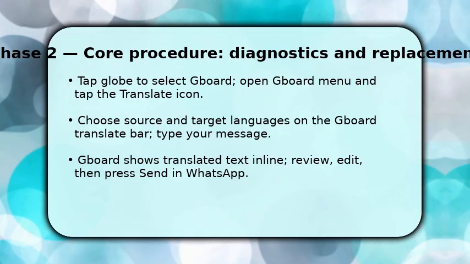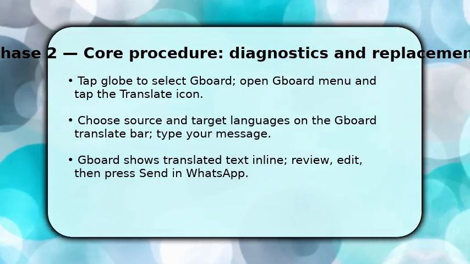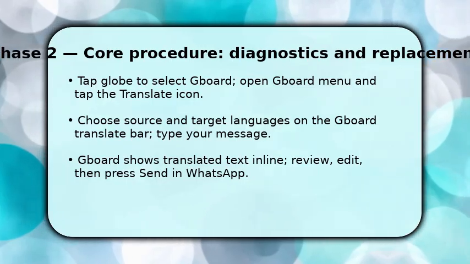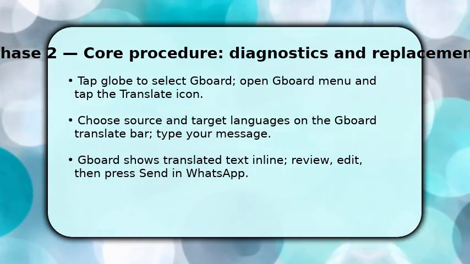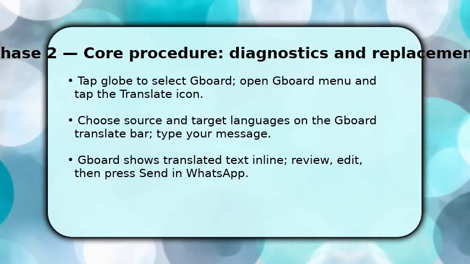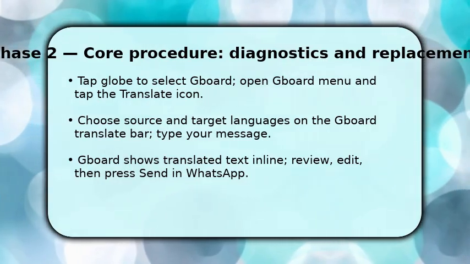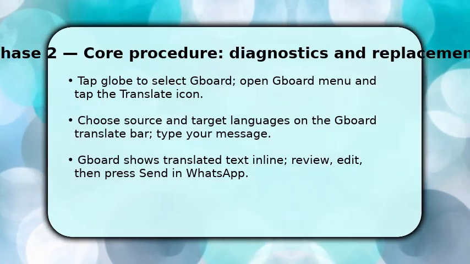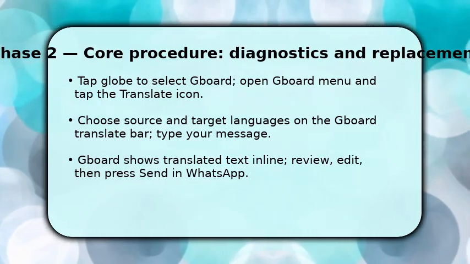You type normally and Gboard shows the translated text inline, so you can check tone and fix mistakes before sending. Once satisfied, tap Send in WhatsApp. This method keeps context and punctuation intact and avoids copy-paste. It's faster for short messages and maintains the chat flow without leaving WhatsApp.